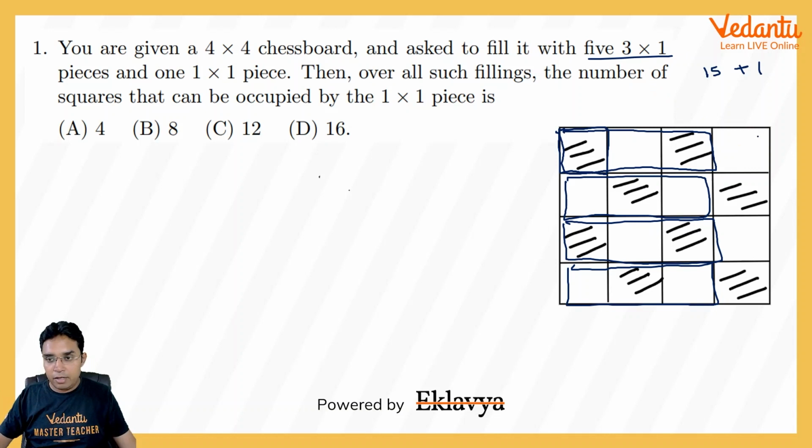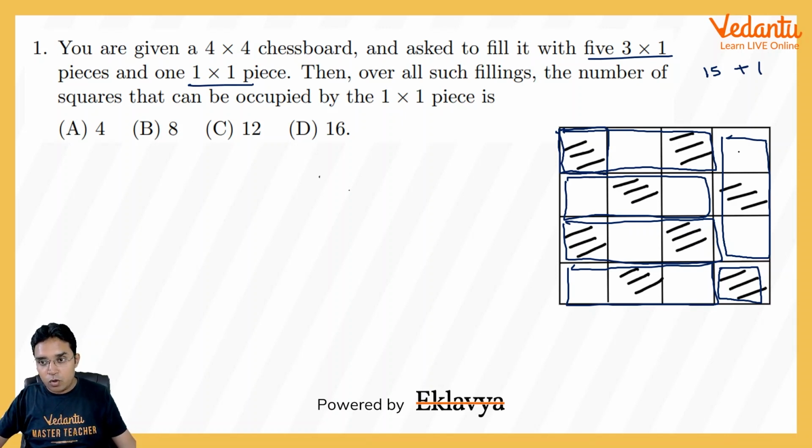So if I use the remaining 3x1 piece, I can fill these 3 boxes like this, and the remaining one box of this 4x4 chessboard can be filled using the 1x1 piece this way. You can see all the 16 boxes of this chessboard are covered using these 5 3x1 and 1 1x1 pieces. In this case, the 1x1 piece is occupying this corner space. Similar to this approach, we can easily see the 1x1 piece could have been in this corner also.